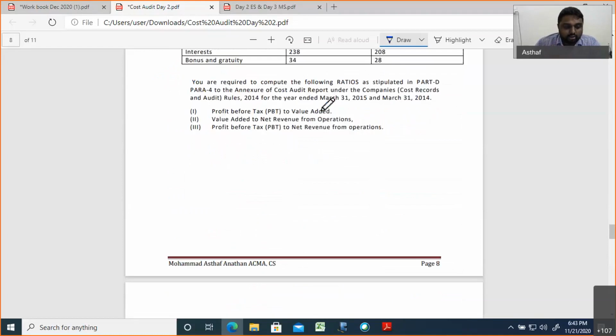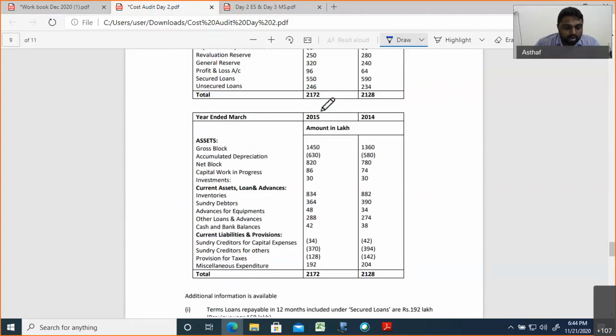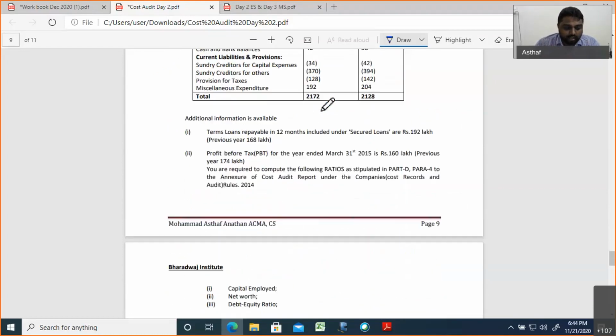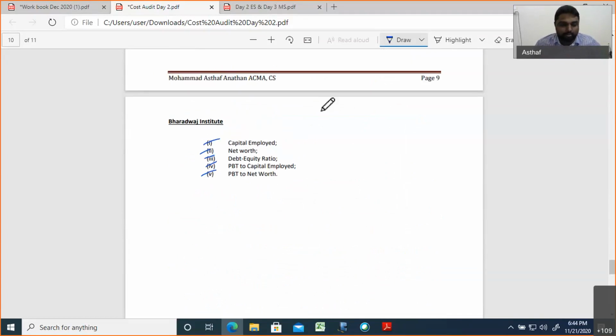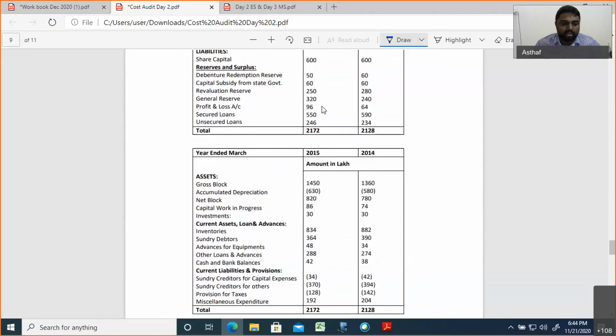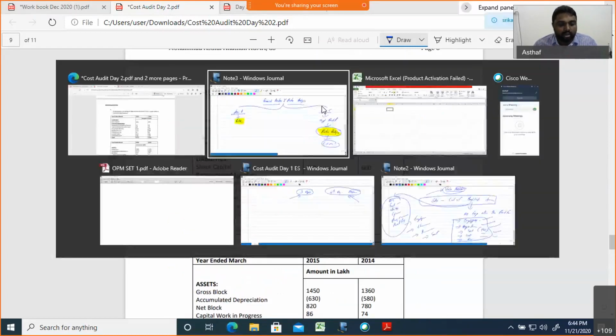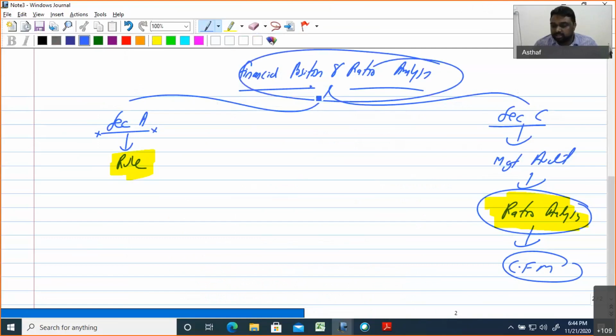We have already read question number 8. Now today we are going to start a standard question where they ask all of these: capital employed, net worth, debt equity, PBT to capital employed. In financial position and ratio analysis, they will ask from two perspectives. One is where the question mentions the rule. If the question mentions the rule, we have to go by the definition as per the rule. If they ask for capital employed, you have to go as per the rule.